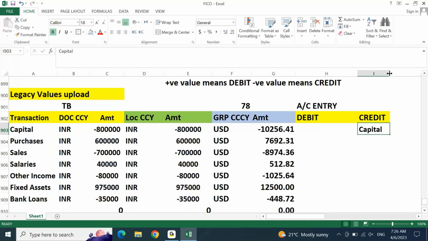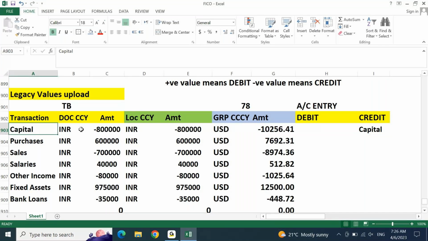Your trial balance will only tell you one leg. So you put your trial balance account either on the debit side or on the credit side based on the account balance. If your account on the trial balance shows debit, put this on the debit side. If your trial balance shows a credit balance, take this on the credit side. Am I clear? Yes, sir.